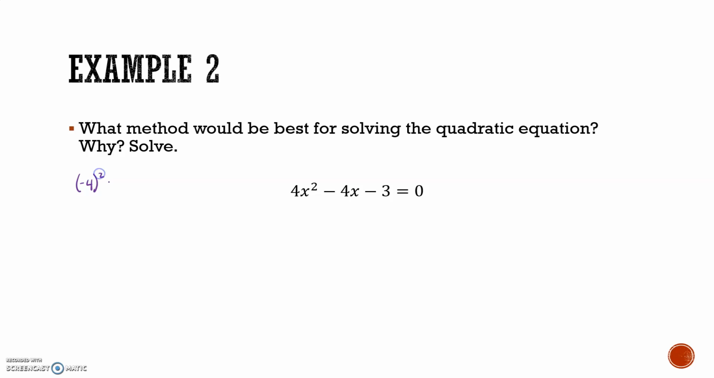We get -4 squared. Sorry, that should be a minus. There we go. -4 times a times c. So this would give me 16 minus, this is going to give me 16. Actually, let's do this, -12, so that'd be plus 48. 16 plus 48 would give me 64. Since this is positive and a perfect square, I'm going to use factoring. Anytime factoring is an option, I kind of go toward that one.